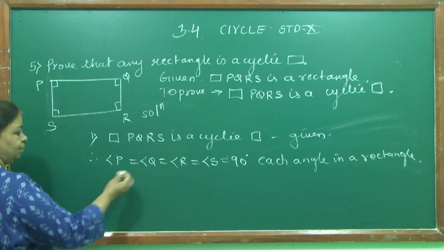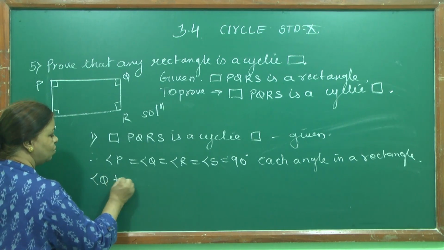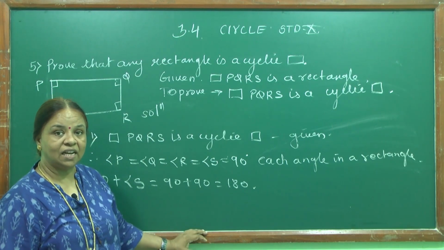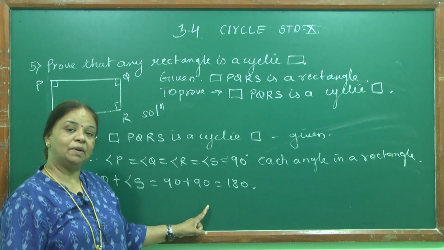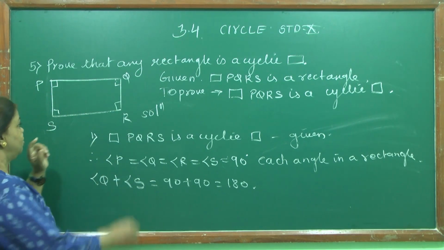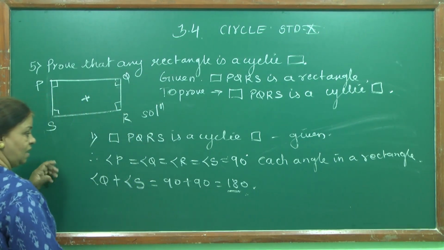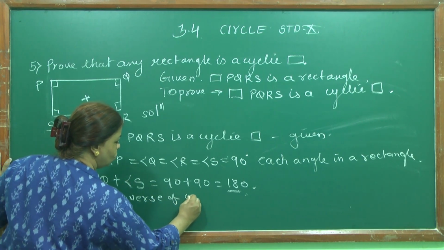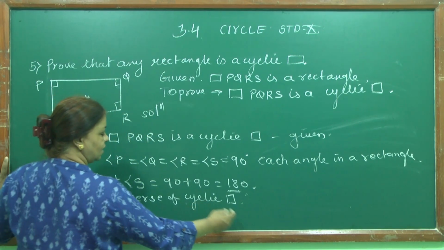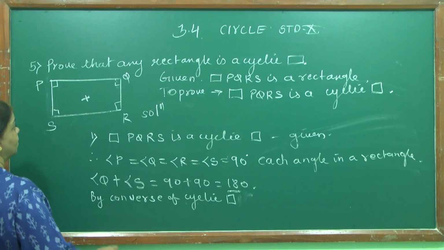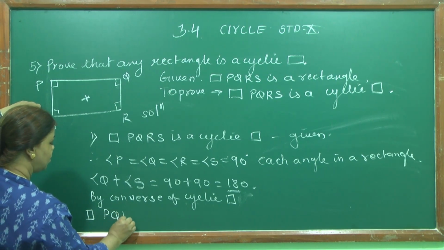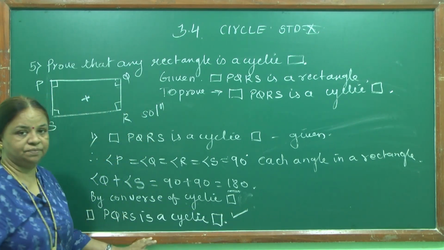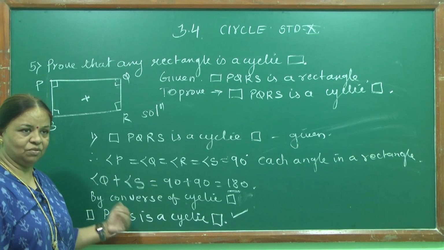Okay. So, if I take angle Q plus angle S, how much do I get? 90 plus 90 is equal to 180. And in a cyclic quadrilateral, the sum of the opposite angles is supplementary, that means it is 180 degrees. These angles are opposite, and if you add these two angles, it is equal to 180 degrees. And therefore, by the converse of cyclic quadrilateral, quadrilateral PQRS is a cyclic quadrilateral. Hence proved, children. You can pause the video, rewind and write it down, children.